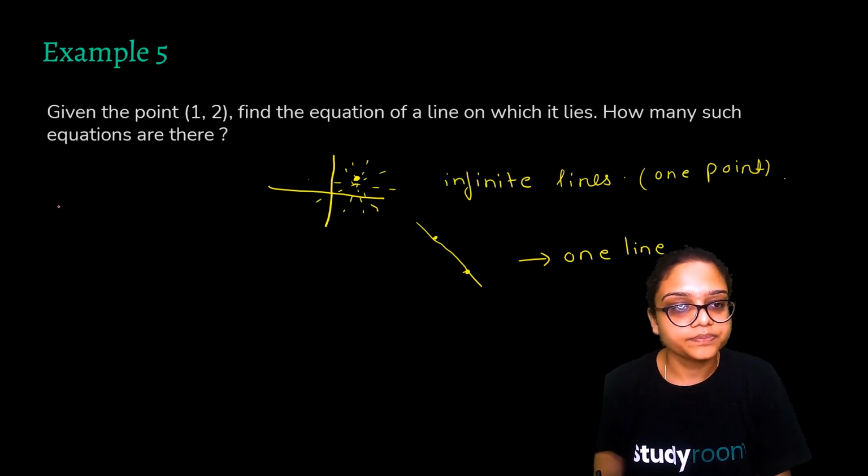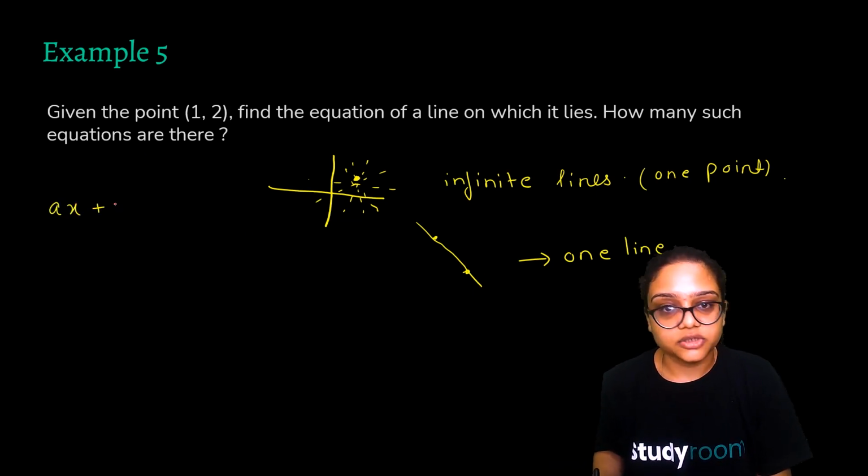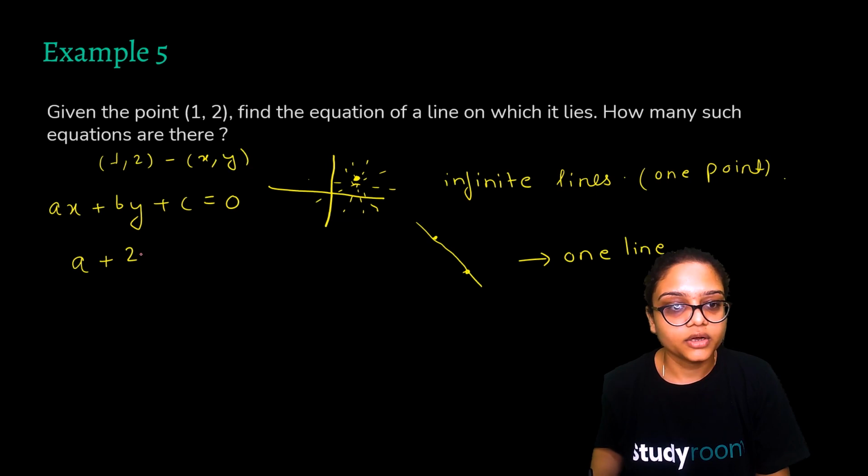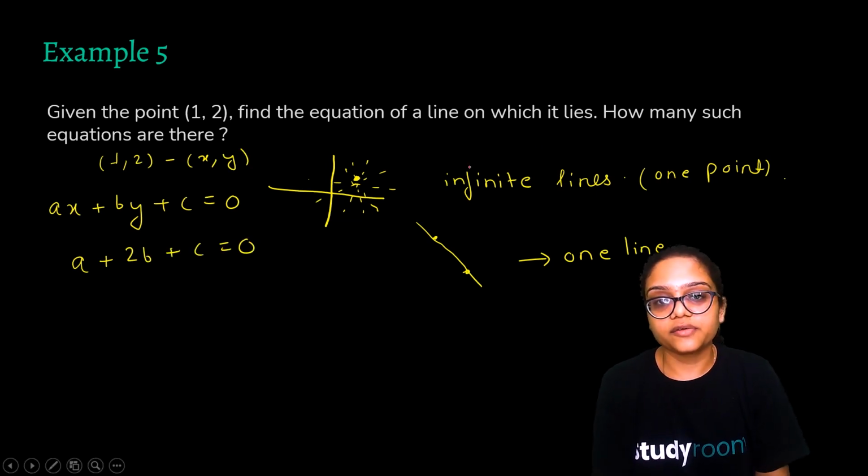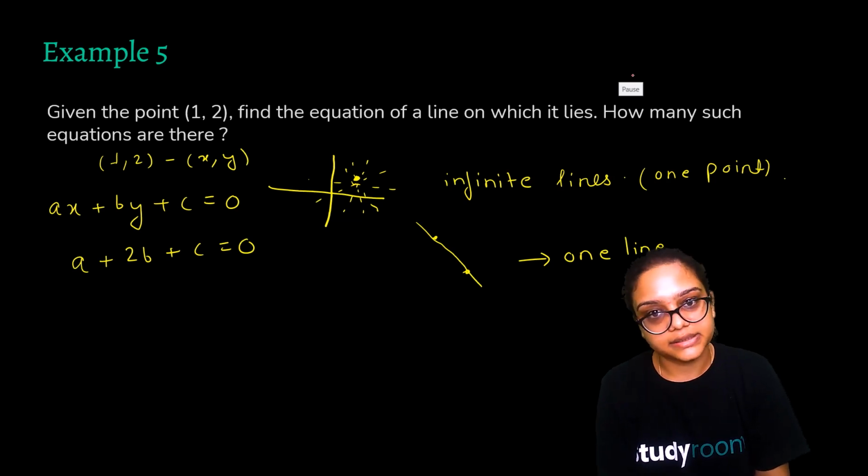Moving to the question. Firstly write the generalized form of the equation which is known to you. Now, simply put in these points. (1, 2) is lying on it, so x will be 1 and y will be 2, as (1, 2) denotes (x, y). So a plus 2b plus c equals 0. So we have drawn a conclusion, or relation, of a, b and c.